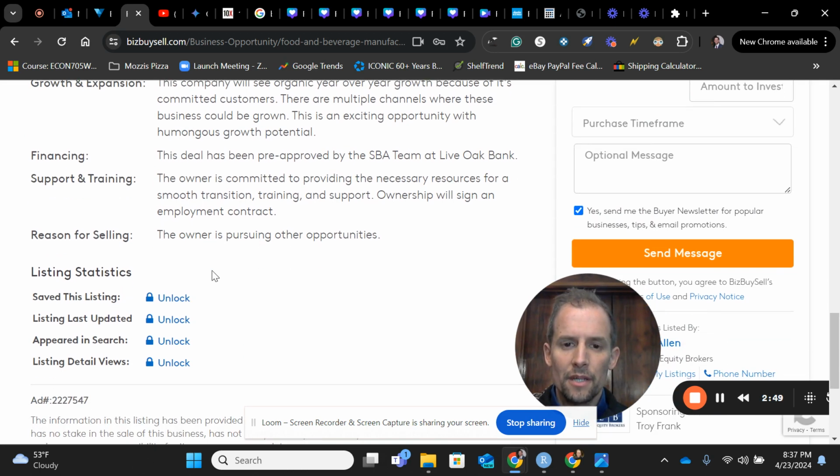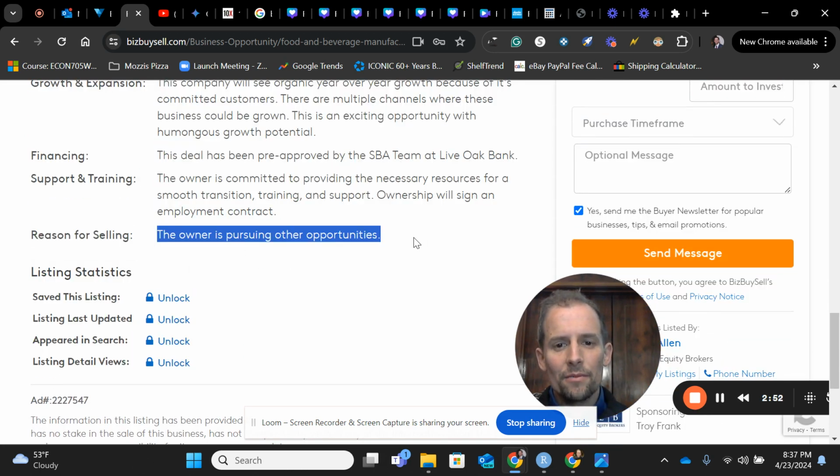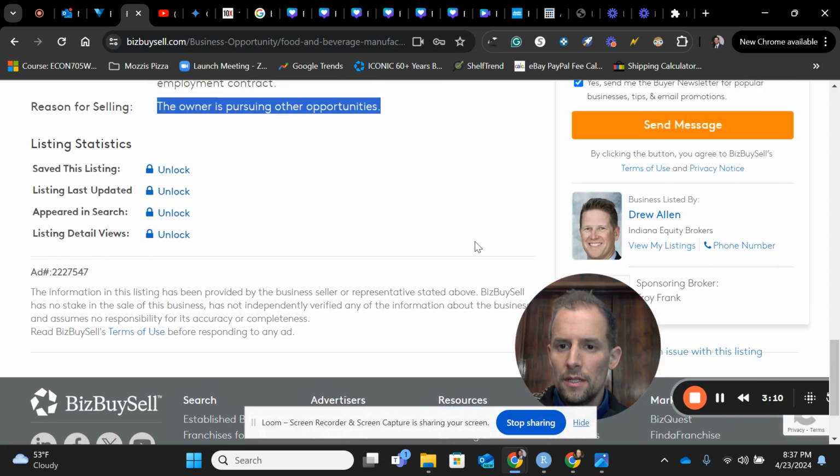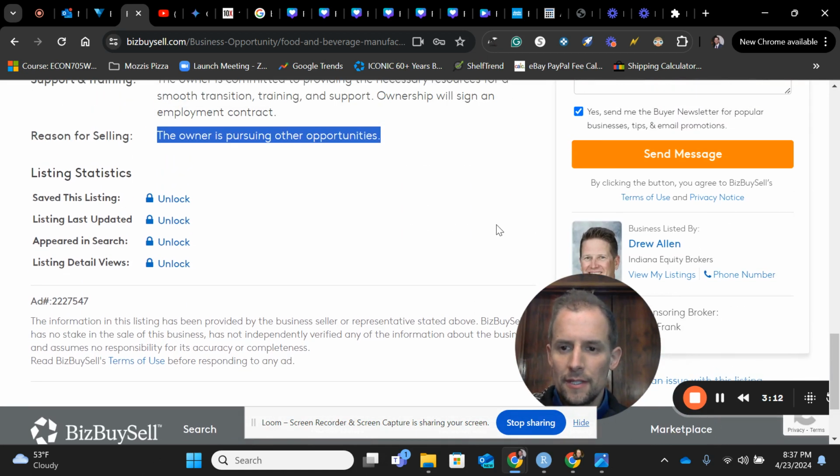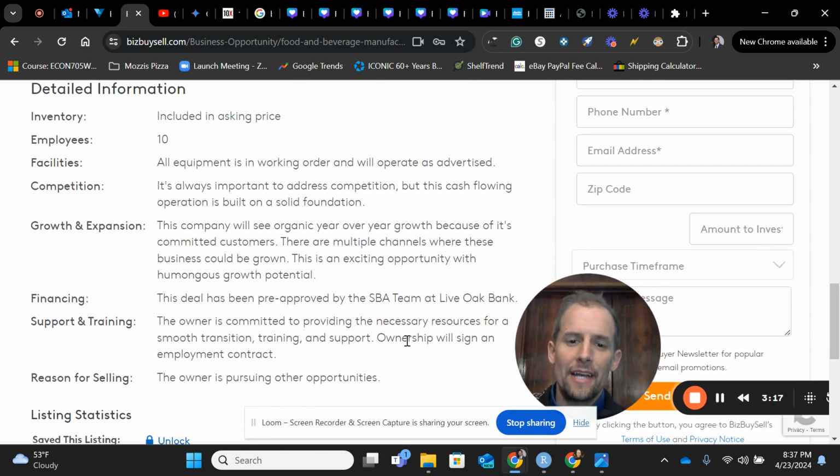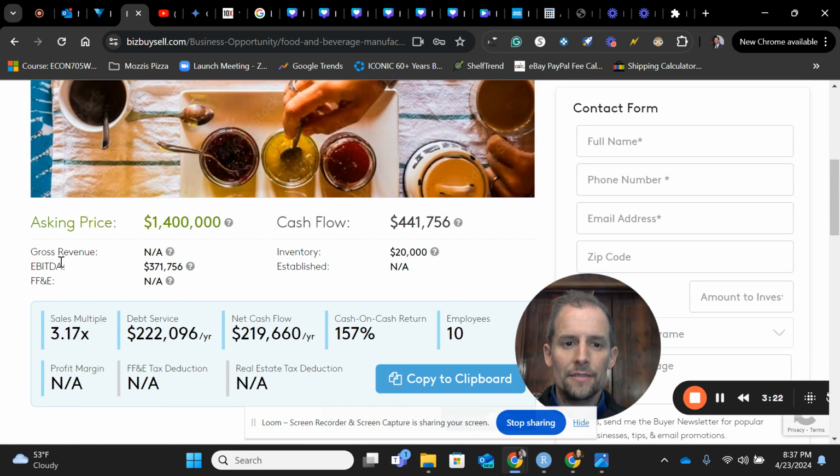The owner is pursuing other opportunities. See, that's a bad sign right there. Why is the owner pursuing other opportunities? If this opportunity is so great, right, why are they pursuing other opportunities that aren't so great? Weird. Okay, Drew Allen's the broker. The first thing I want to think about is the owner's pursuing other opportunities is weird. The cash flow and the EBITDA don't really make sense.